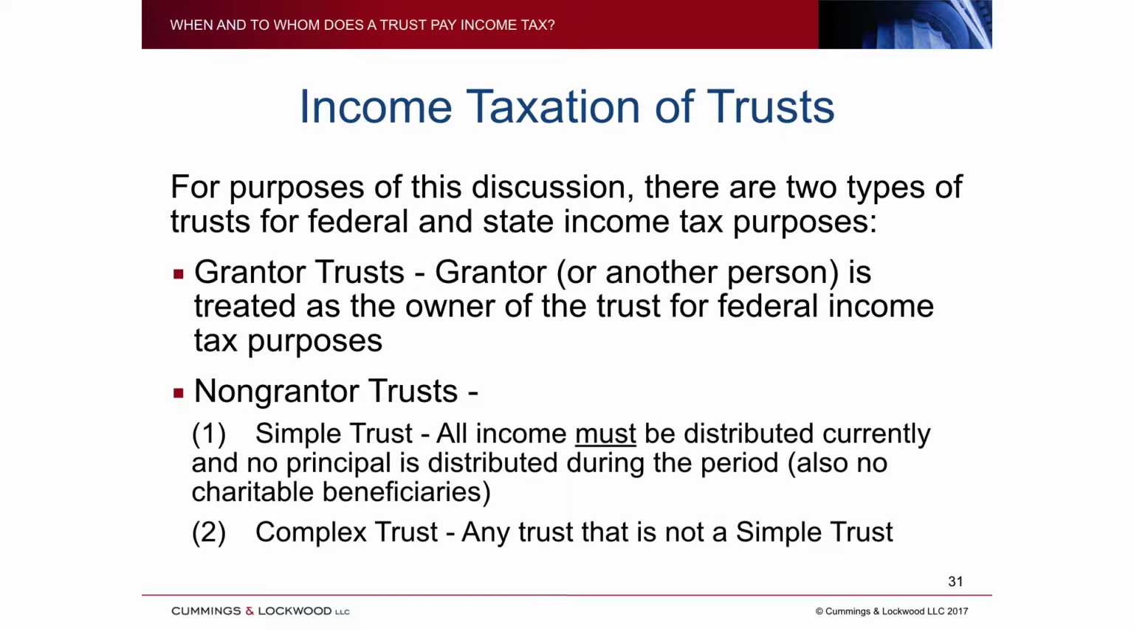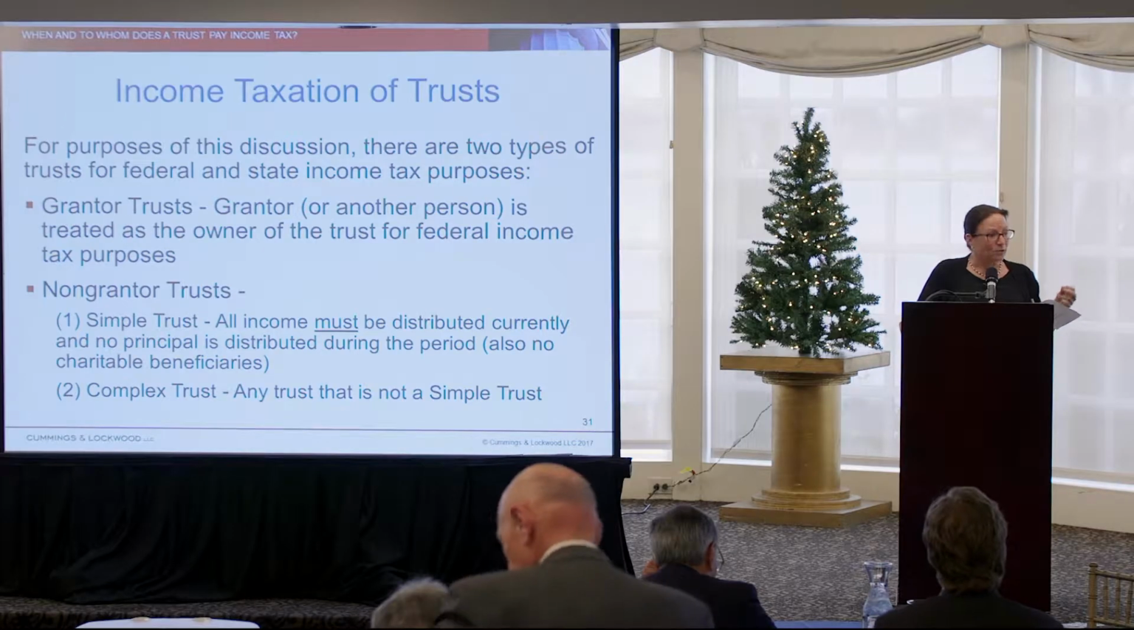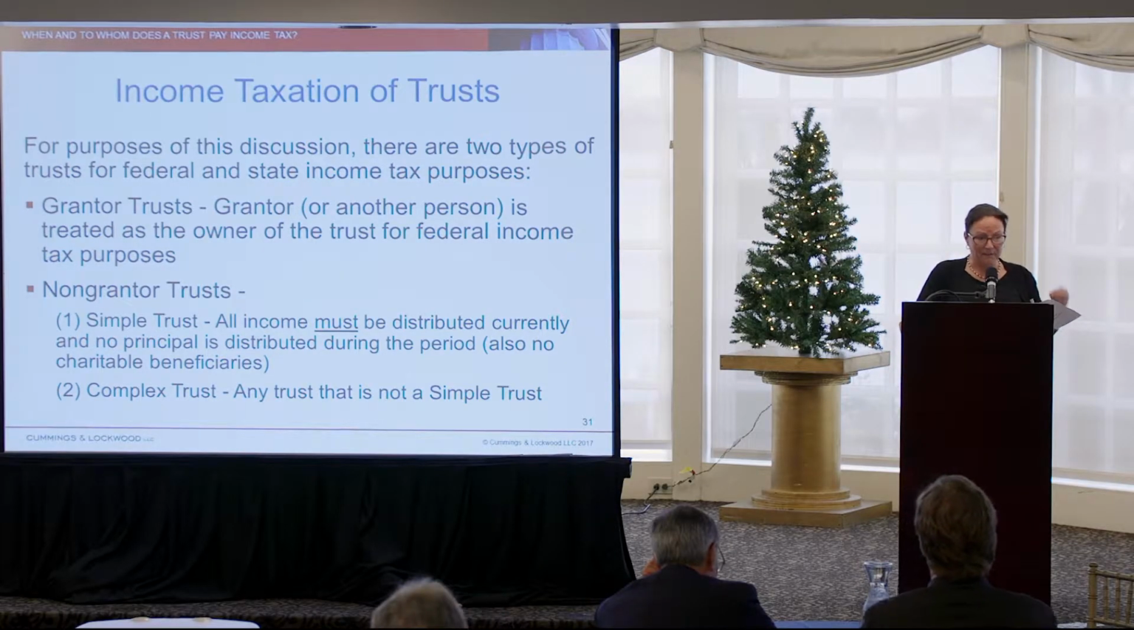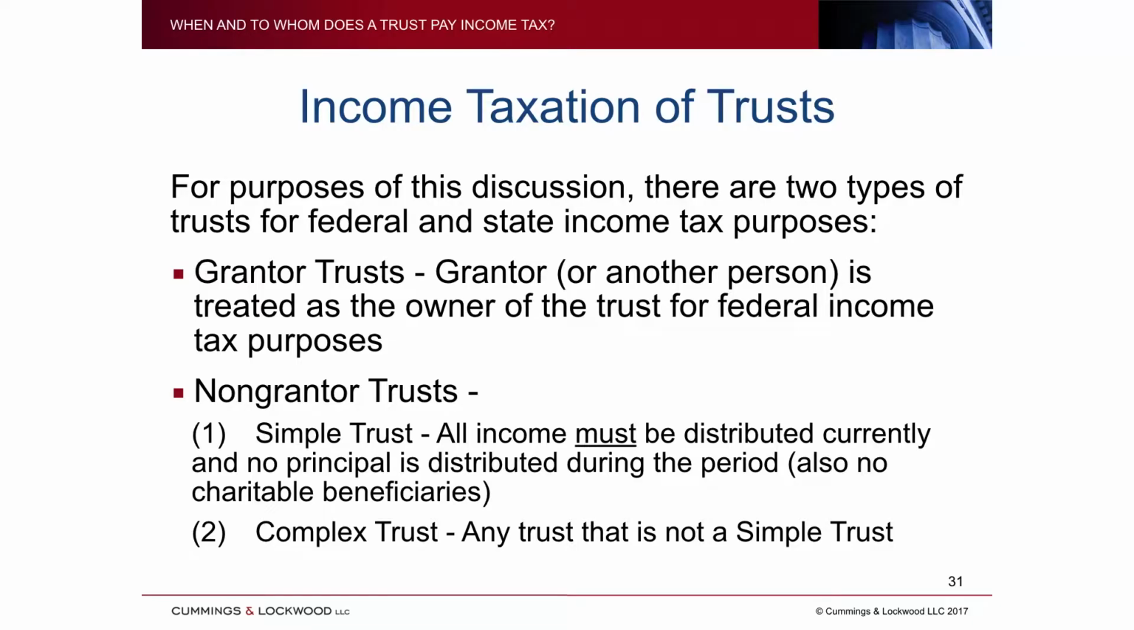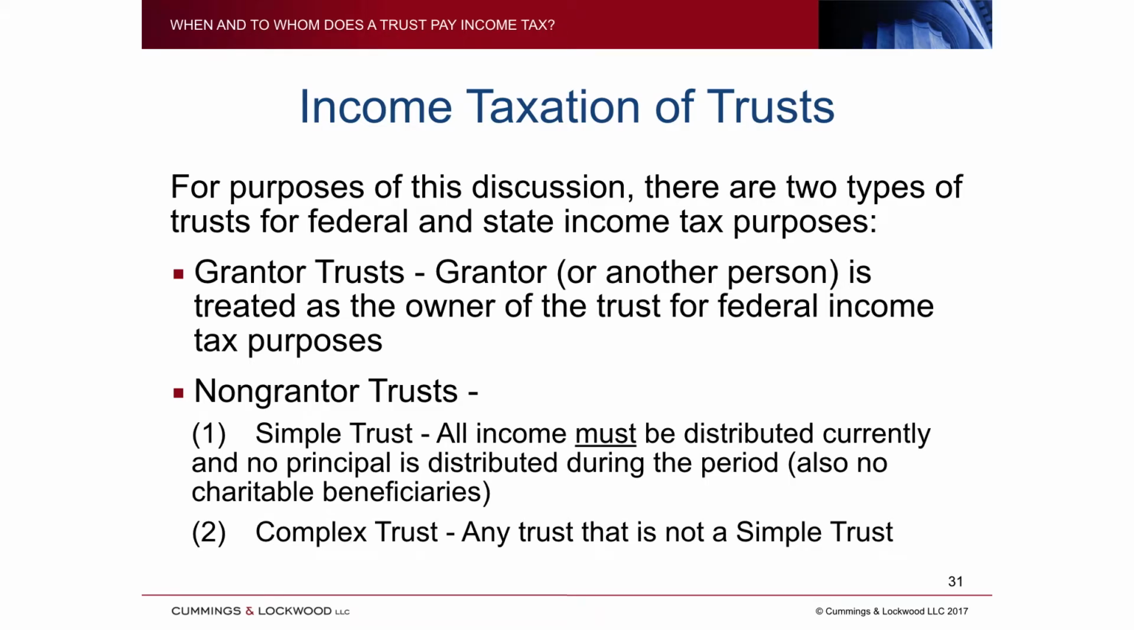So for purposes of our discussion, we're going to talk about two types of trusts. The first one is grantor trusts. As you may know, a grantor trust is a trust where the income earned in the trust is taxed back to the grantor on the grantor's individual income tax return. The second type of trust is a non-grantor trust, and there's subcategories to that. It doesn't really matter for this discussion, but I'm going to tell you what they are. One is a simple trust, which basically requires that all the income go out to the beneficiaries. And then there's a complex trust, which is anything that's not a simple trust.